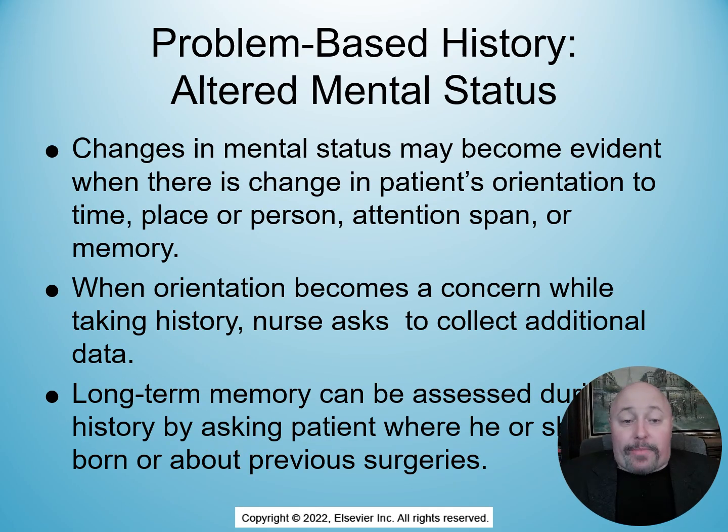When assessing for altered mental status, keep in mind that changes in mental status may become evident when there's a change in the patient's orientation: time, place, person, attention span, memory. When orientation becomes a concern while taking a history, the nurse should ask questions to collect additional data. Long term memory can be assessed during the history by asking the patient where he or she was born, or asking about their previous surgeries. These are major life events that happened years ago; are they able to recollect them to get that long term memory assessment?